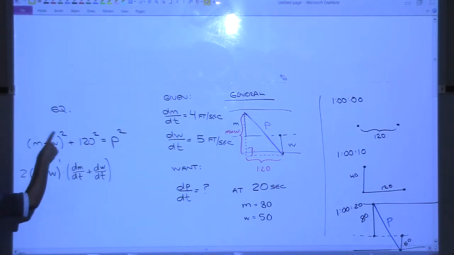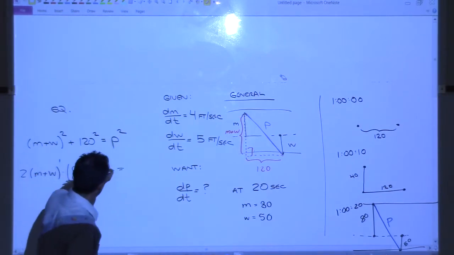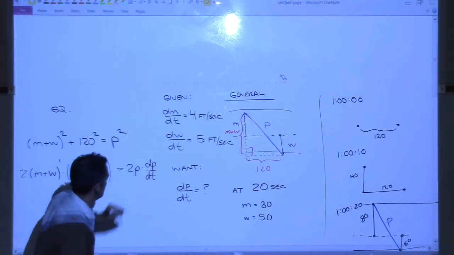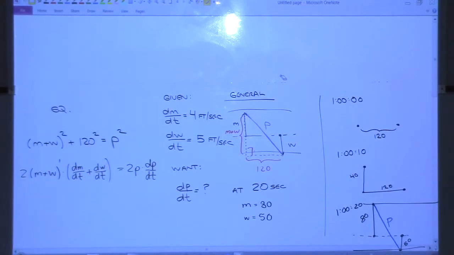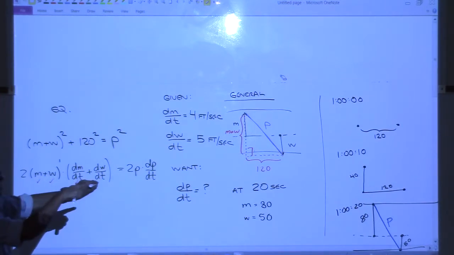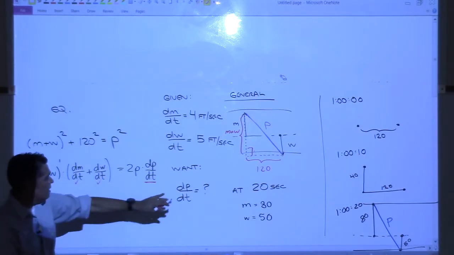I'm done with this, right? Plus, what's the derivative of 120 squared? 0. So that's gone. Equals 2p dp dt. All right, and I believe everything there we're happy to see. We know m at the moment in time? Yes. We know w at the moment in time? Yes. Right, 50. dm dt, 4. dw dt, 5. dp dt we're looking for, right? That's what we're trying to find.